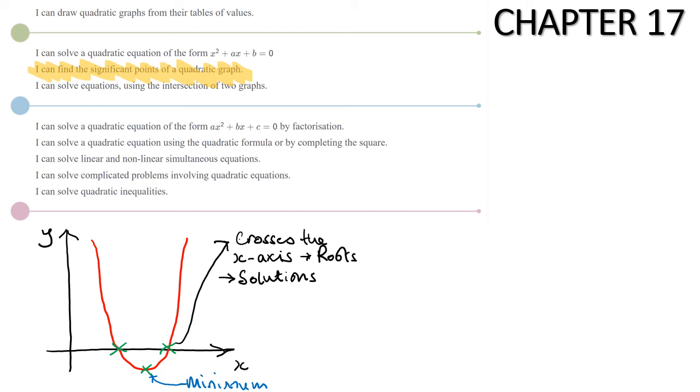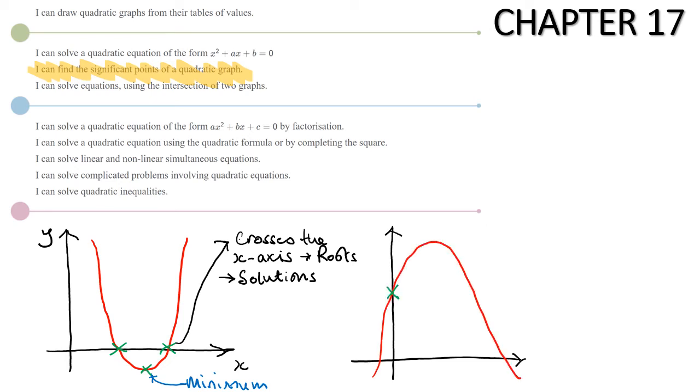We may need to find where a graph crosses the y-axis, so let's just draw one that goes the other way up. Okay, so we might be asked to find this point here where it crosses the y-axis. What's special about that is that x equals 0, so you just substitute x equals 0 into your quadratic to work out what y is. And if it's this way up, like this, we'll want to find that point, which is the maximum. So the maximum is this highest point.